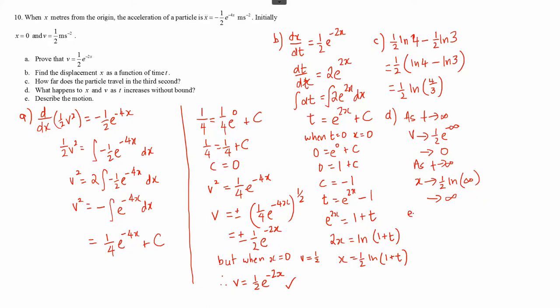Part E says describe the motion. The particle we can see is going to continue to move to the right, but it's going to slow down as t approaches infinity. So we just say the particle always moves to the right and is slowing down. And that's it. Thank you.